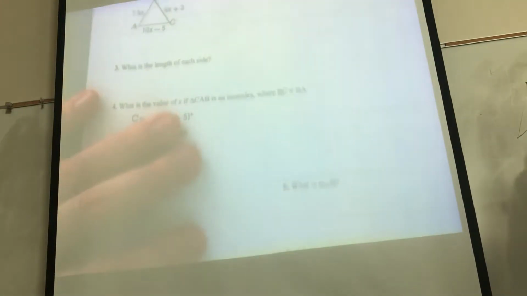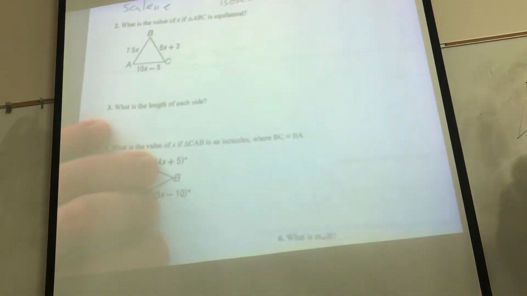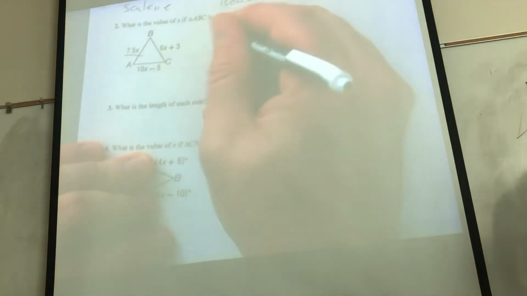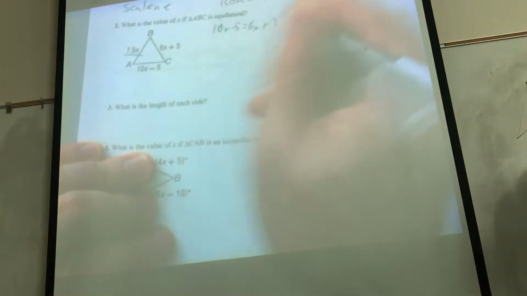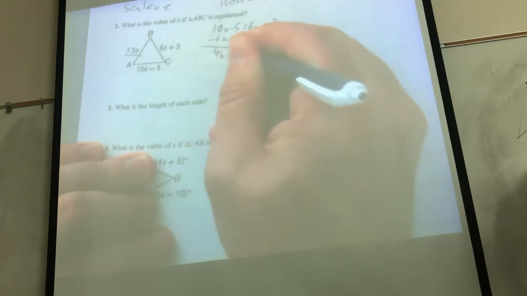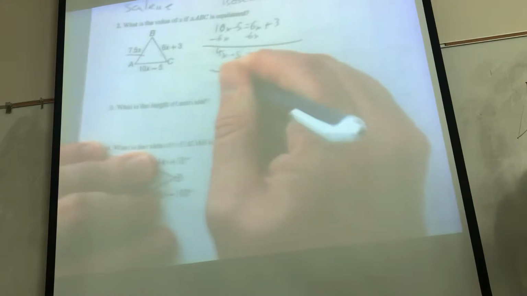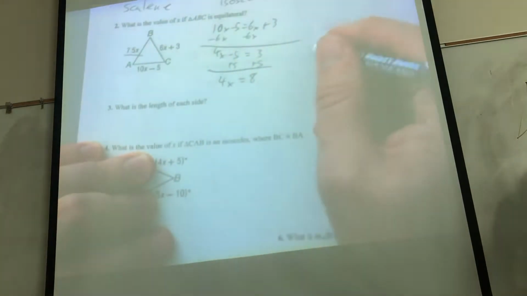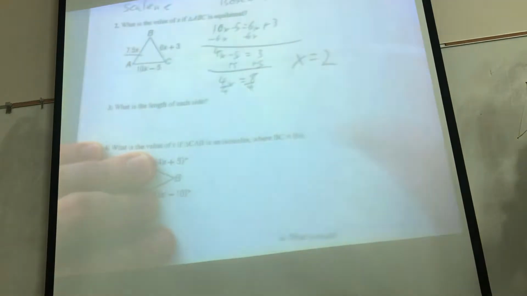On number two, what is the value of x if ABC is equilateral? We just have to pick two of these and set them equal to each other. I'm going to avoid the 7.5 because I don't want to work with decimals. 10x minus 5 equals 6x plus 3. I subtract 6x. I get 4x minus 5 is equal to 3. I add 5. I get 4x is equal to 8. So when I divide by 4, I get x is equal to 2.